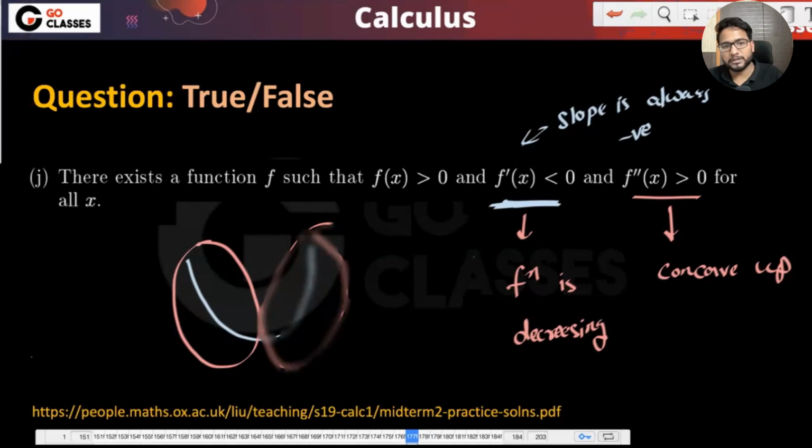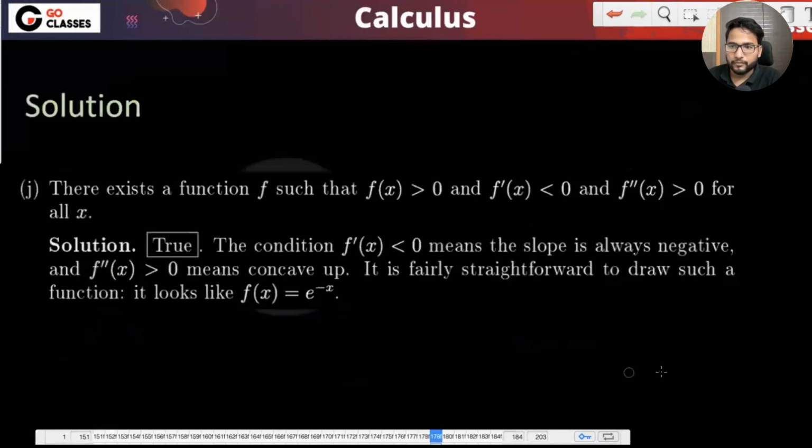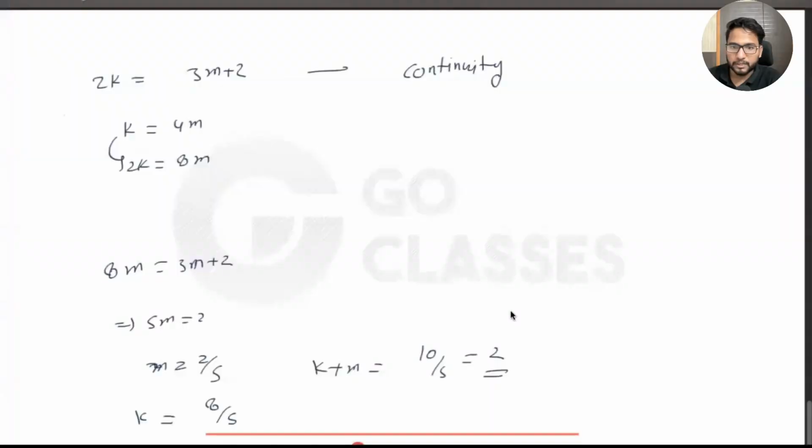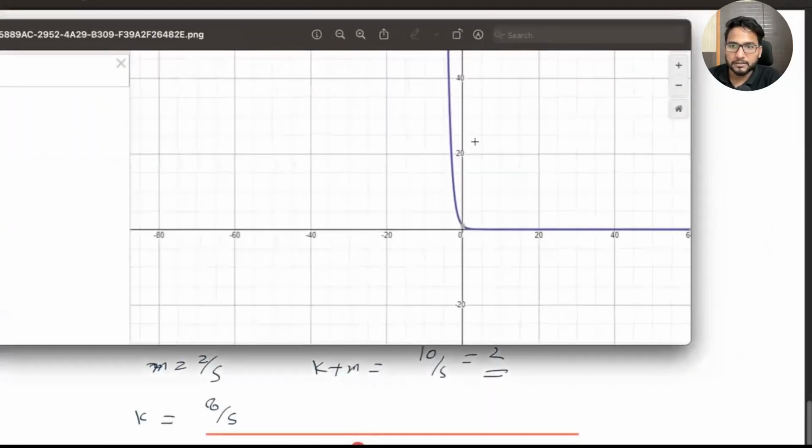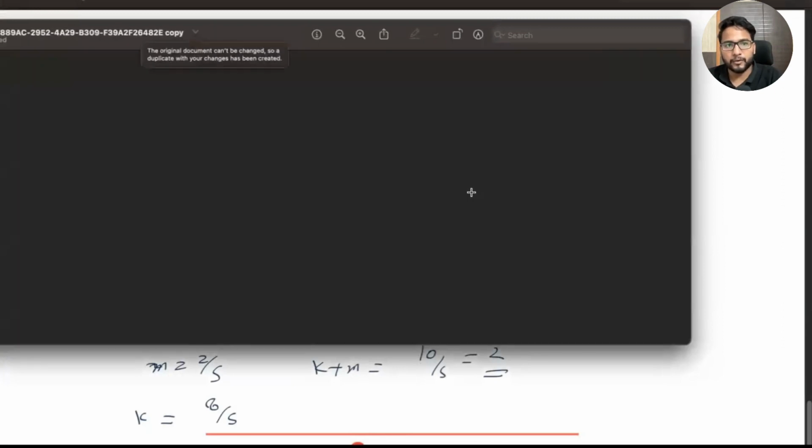Okay, let's see more examples. So here the answer is something like e power x. This is the plot of e power minus x.